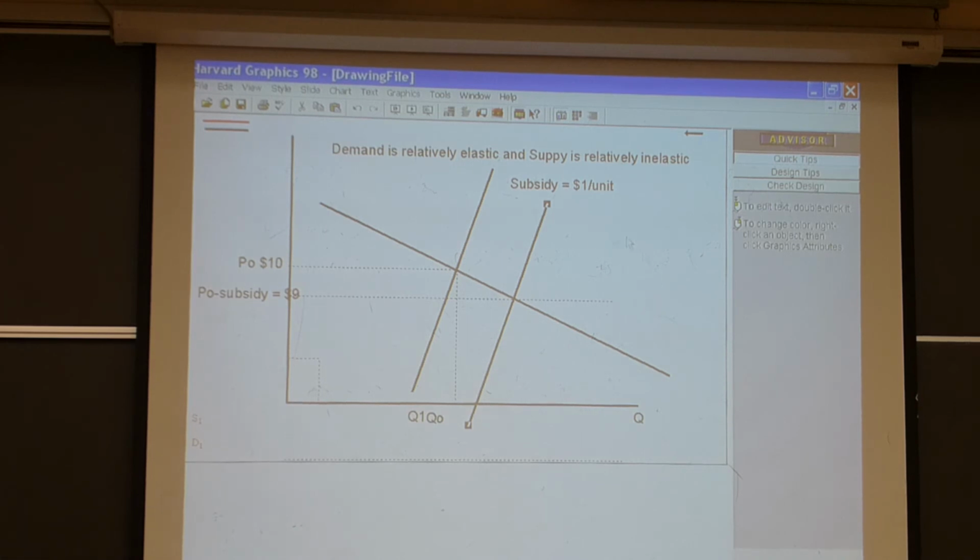Okay, always, good technique. Shift down by $1. So we get this, the new equilibrium. You people are lucky. I'm not asking a subsidy on the exam, okay? But it's coming your way down the road. Okay, good. Now, a little bit harder. What's the buyer's share of the subsidy?